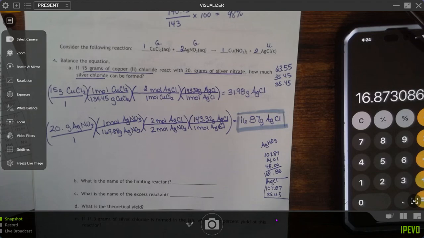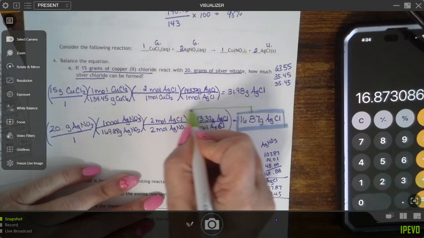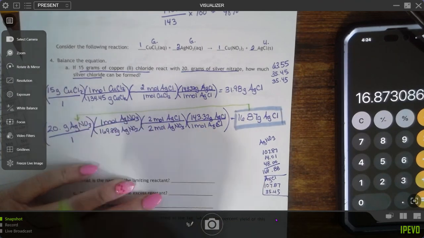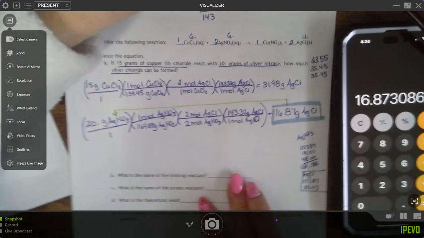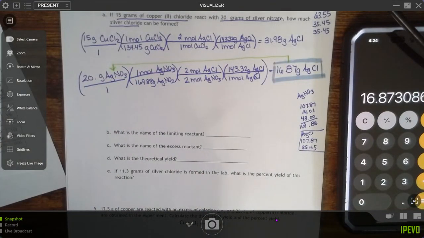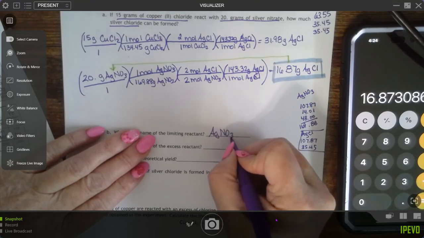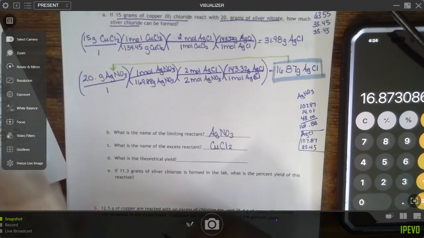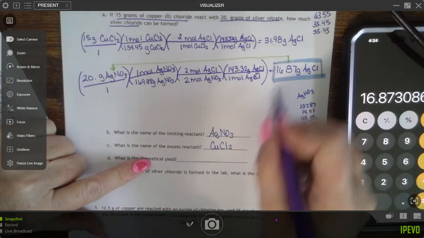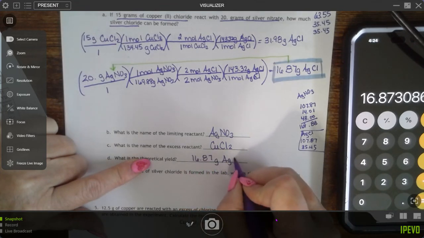All right, and remember what we do. To make an arrow, we draw from silver chloride and we go back. And in this case, we started with silver nitrate. Okay, so that means that our limiting reactant is silver nitrate. And our excess reactant is CuCl2. And then our theoretical yield is 16.87 grams of silver chloride.